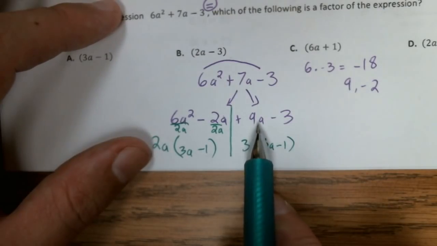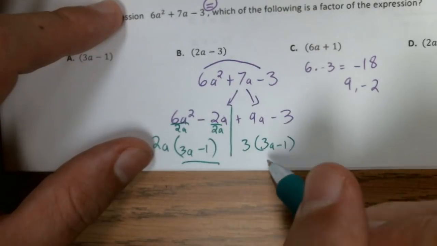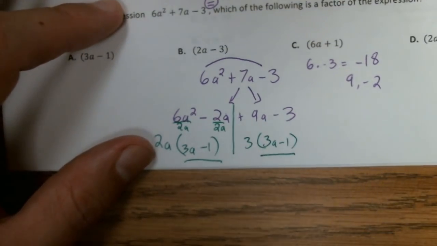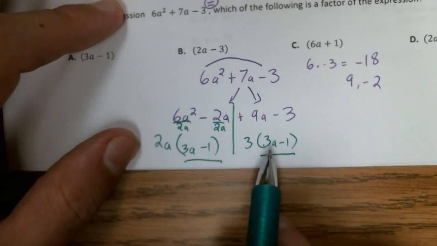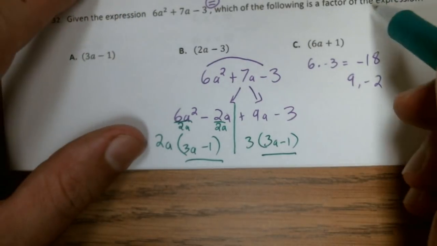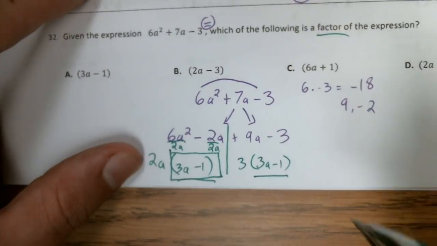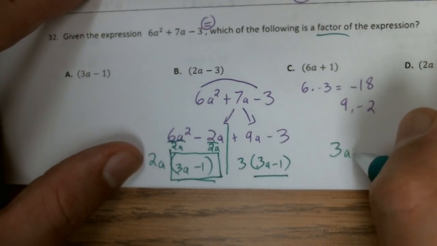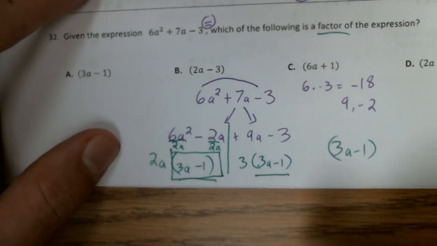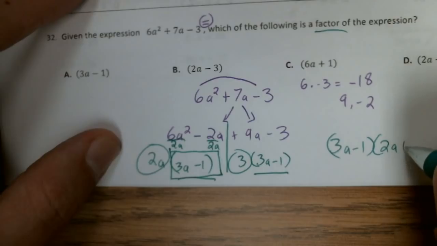3 times 3a, yeah, that's 9a. 3 times negative 1, yeah, that's negative 3. And so these guys match. Do not pass go, do not collect $200 unless those two binomials match each other. Okay, so what are my actual factors? The factors are, this is one of them. Whatever you put in parentheses, that's one of your factors, 3a minus 1. The other factor is the stuff left over on the outside. That's going to be 2a plus 3.